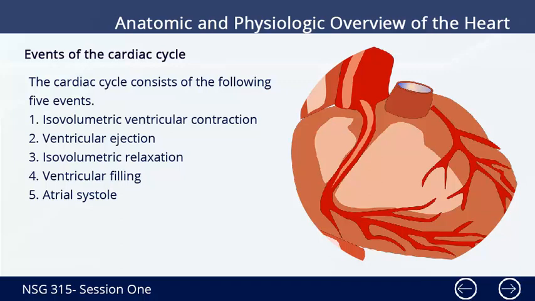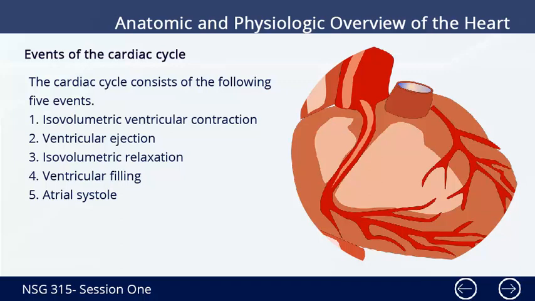Number 4, ventricular filling. Atrial pressure exceeds ventricular pressure, which causes the mitral and tricuspid valves to open. Blood then flows passively into the ventricles. About 70% of ventricular filling takes place during this phase.